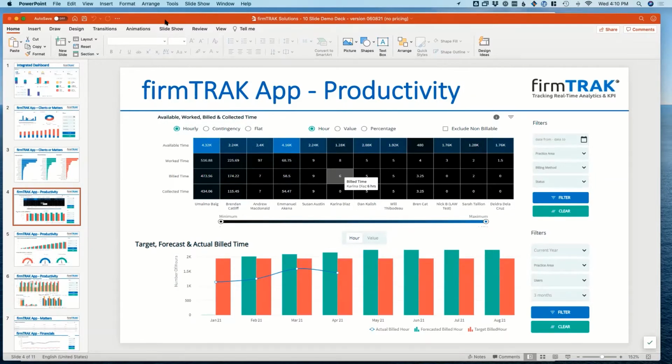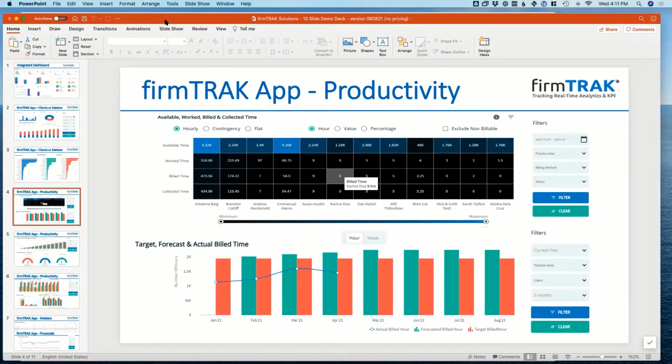With our productivity functionality, we keep track of the total available time that your entire team is ready, willing, and able to work. We also keep track of the work time. This would be the amount of time that a resource either bills or is working in an administrative capacity on non-billable time. We track independently the amount of billed time in addition to the amount of collected time for each particular resource.